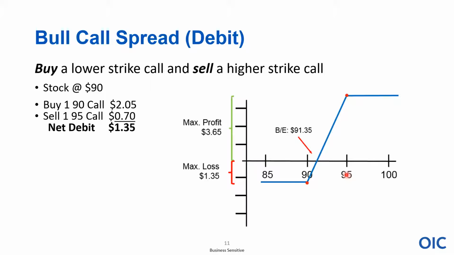So if you do not want the shares and the stock is in between the strikes, you need to close out your 90 calls. Just sell them. Sell them for whatever you can, hopefully for more than the $1.35 you paid for the spread, and have some profit, and then move on to the next trade.